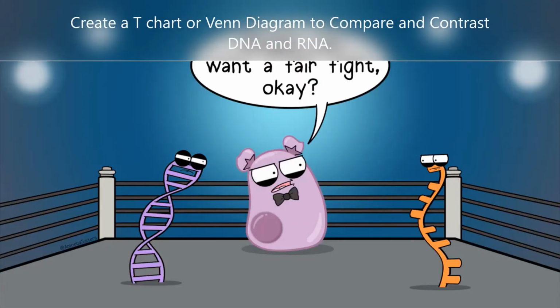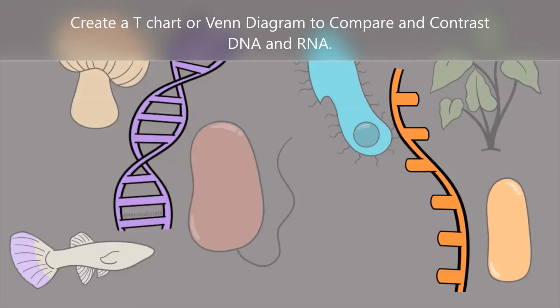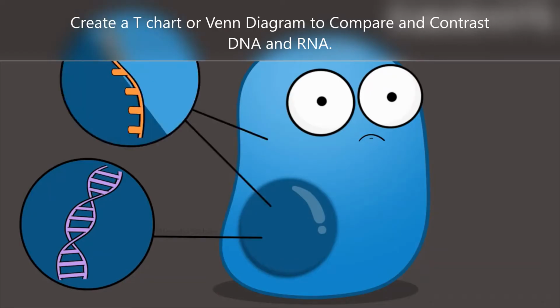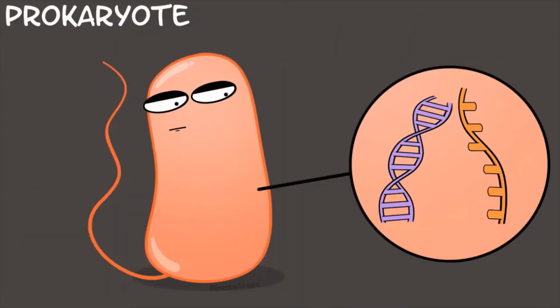So let's compare and contrast DNA with RNA. First, you will find DNA and RNA in all living organisms. In eukaryotic cells, DNA tends to be found in the nucleus, while you can find RNA both inside and outside of the nucleus. Prokaryotic cells don't have a nucleus.